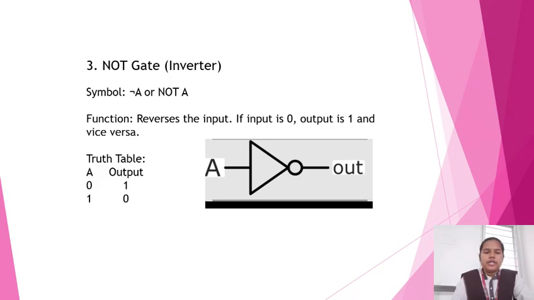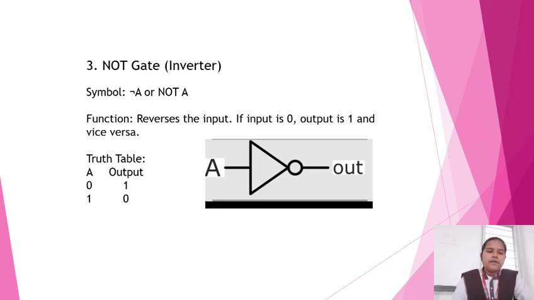And third one, NOT gate. It is also called an inverter. The symbol of the inverter is as shown in the figure. The symbol of the NOT gate is not A. The function of the NOT gate is it reverses the input. If input is 0, output is 1 and vice versa.